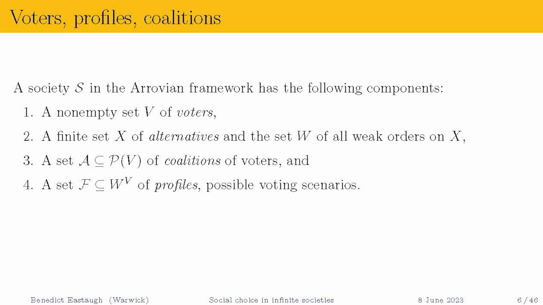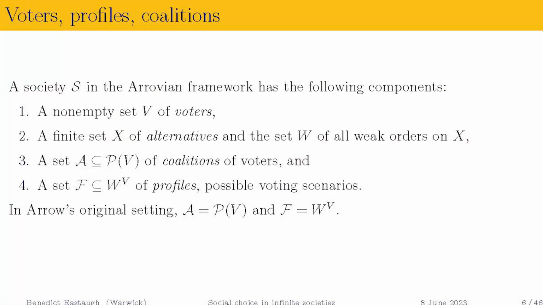Okay, and then we have this set F of profiles, possible voting scenarios. So what's a voting scenario? Well, it's like an election. We have these voters, and in different scenarios, they might have different preferences. In this election, I prefer candidate X to Y, but in some other election, it's a different time, a different context, maybe I prefer Y to X. So a profile is just a function from voters to weak orders. It just says, given voter number one, their preference is this ordering.